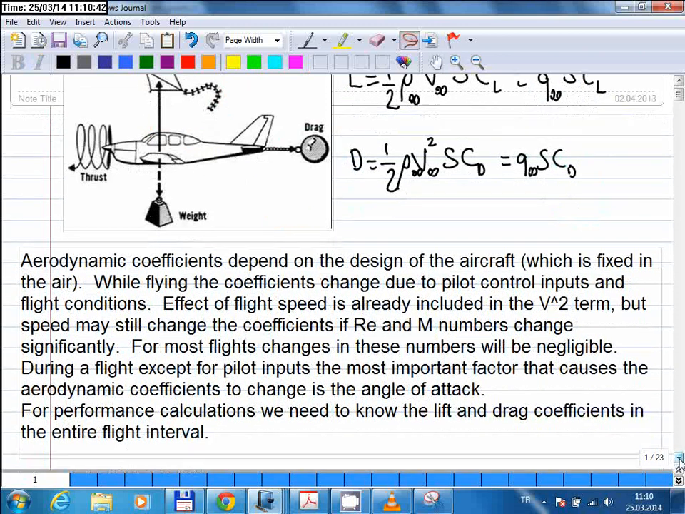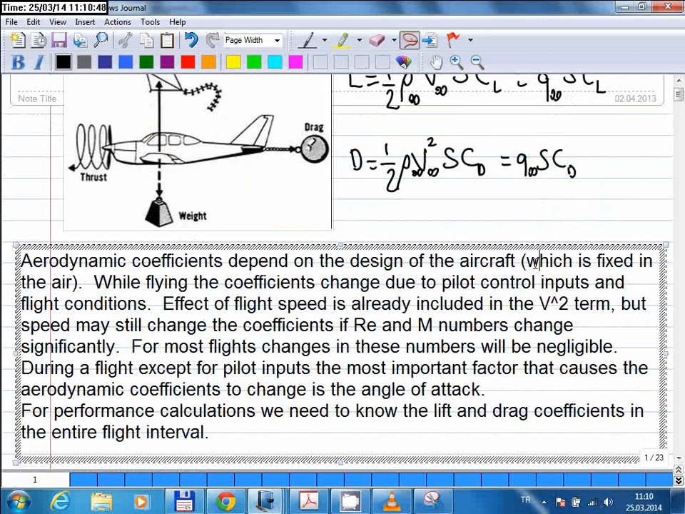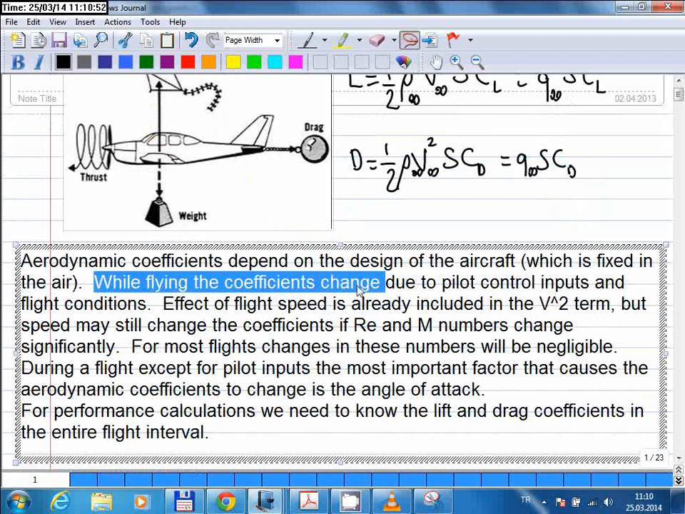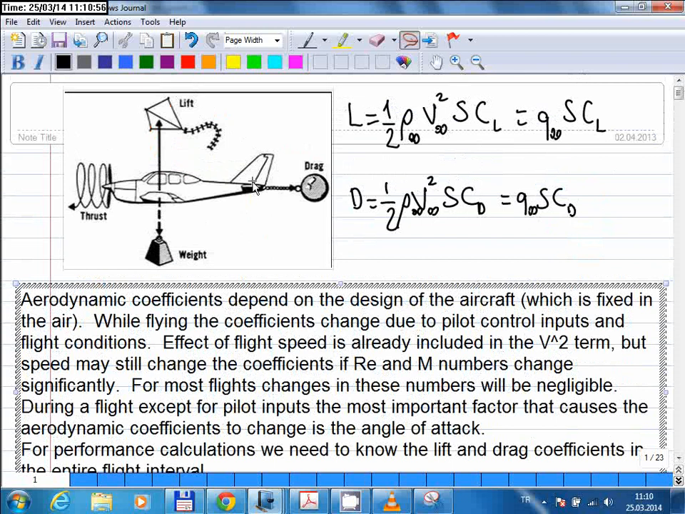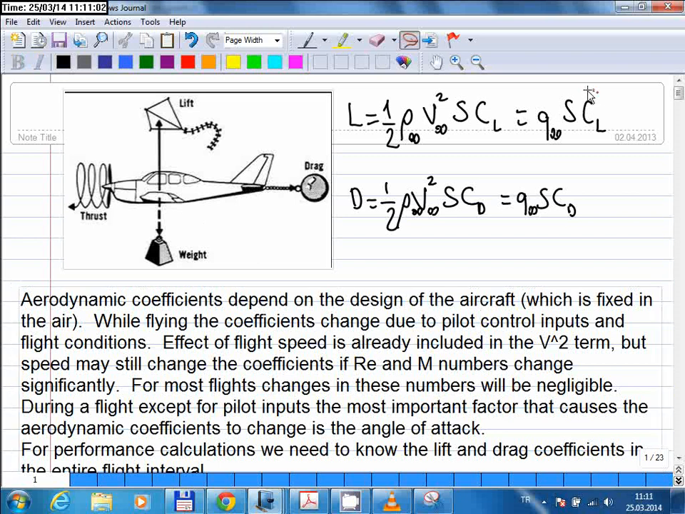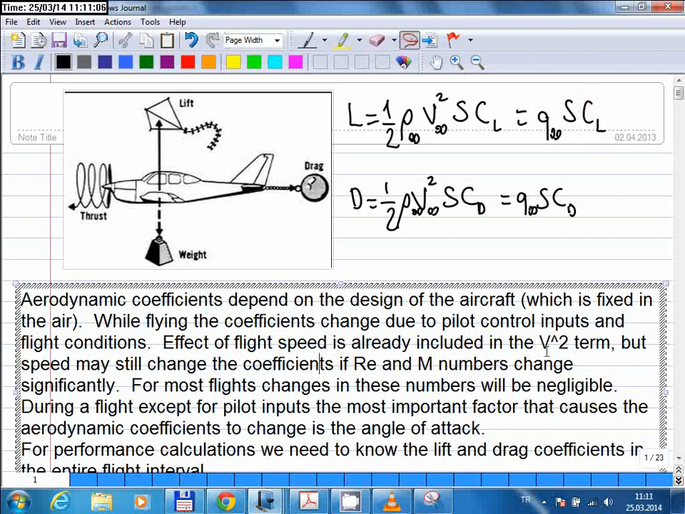And they depend on the design of the aircraft, which is normally fixed while you are flying. And while flying, the coefficients can change due to pilot control inputs. So if the pilot plays with the elevator or the ailerons or the flaps, he will be changing the values of these coefficients.